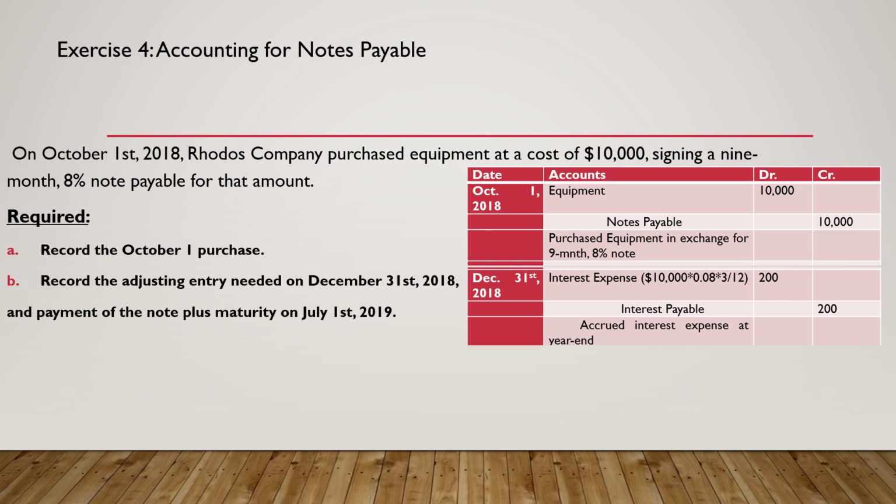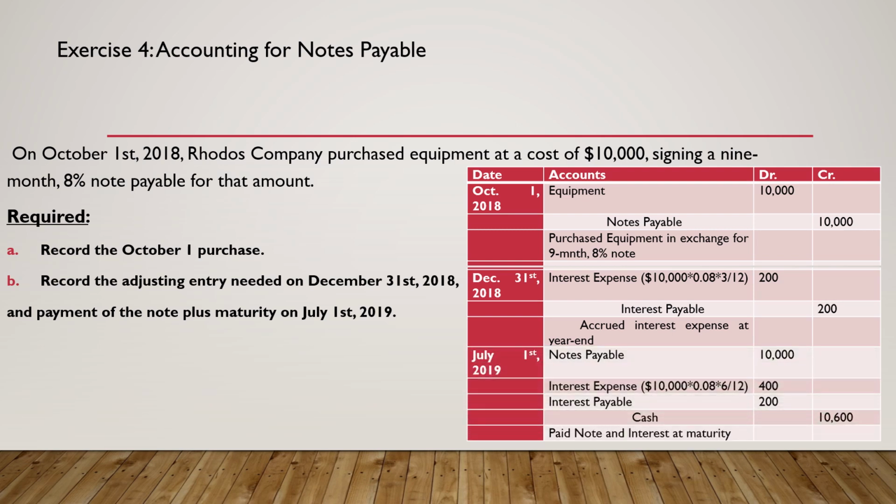What about the other entry needed to be recorded for July 1st, 2019, the maturity date? Actually, on July 1st, the maturity date, I'm going to pay the full amount of the note along with the interest that I have not paid yet. The interest for the whole note. So the entry will be debit notes payable 10,000. I decrease my liability because I'm paying it now. This is the amount of the loan, so debit notes payable is 10,000.